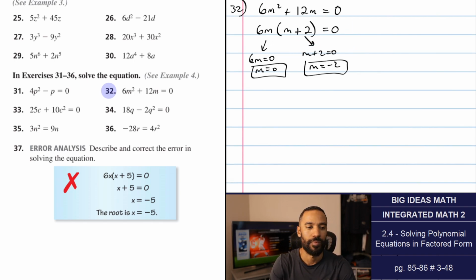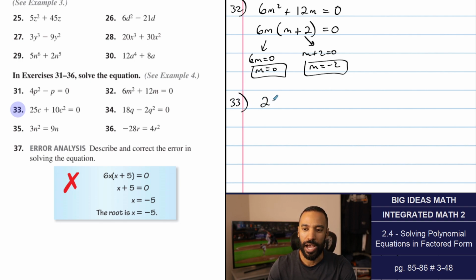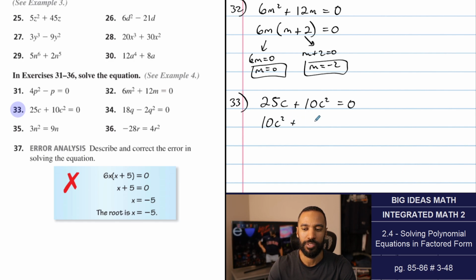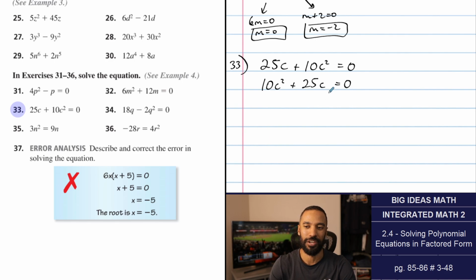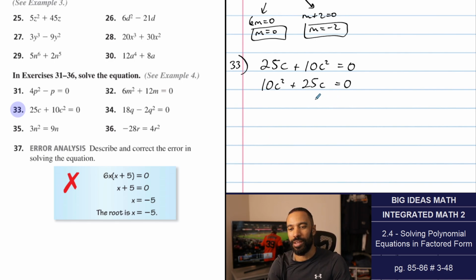Number 33, 25c plus 10c squared equals 0. See, this is an example where it's not in standard form. And that's not to say that it's any worse. I just don't like it as much. I'm going to rewrite it in standard form. It's not going to change your answers unless you end up getting it wrong because of the way that it was written. So rewrite in standard form, already set equal to 0.